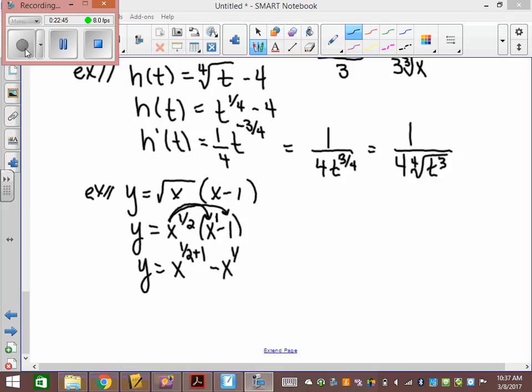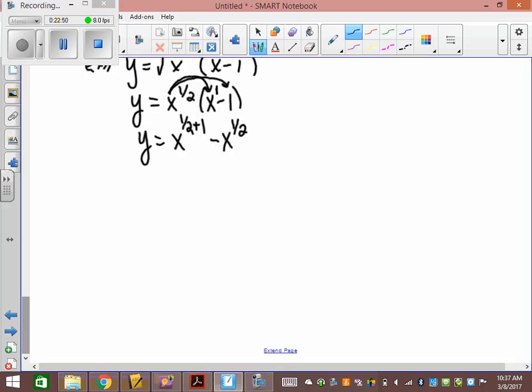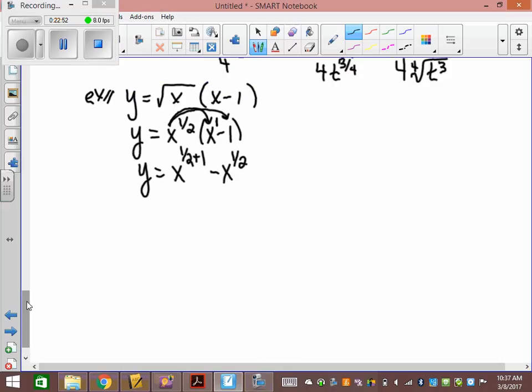What's a half plus 1? 3 over 2, because it'd be a half plus 2 over 2. So it's going to equal x to the 3 halves minus x to the half. Can you see how people are like, box this and move on? But you've not found the derivative yet at all. You've just expanded it out. Are you just so happy that you've done all this work? You box it and move on? Yeah.